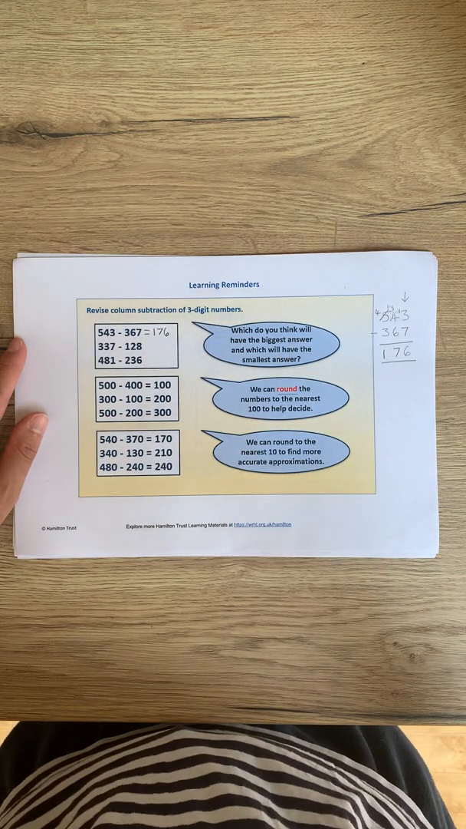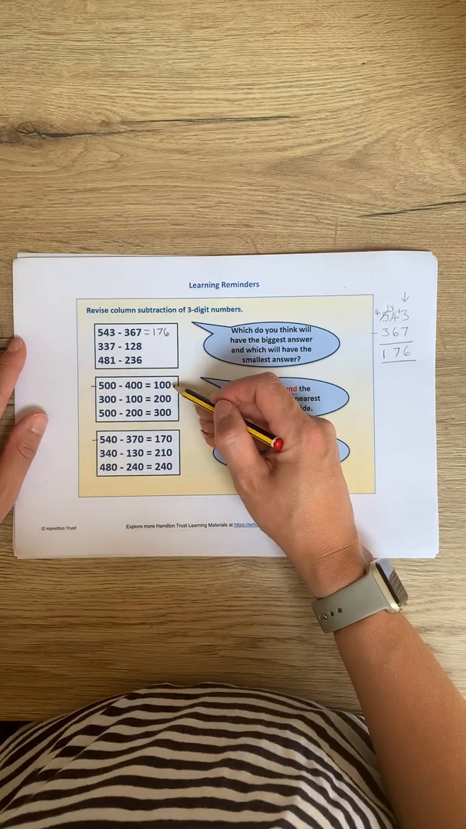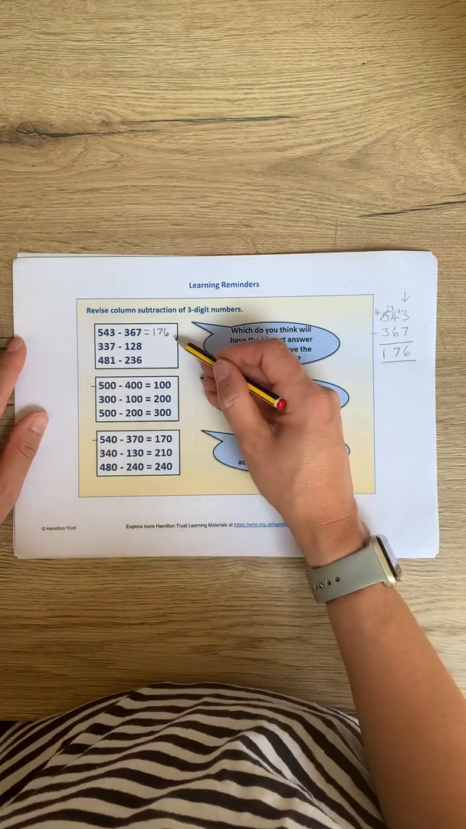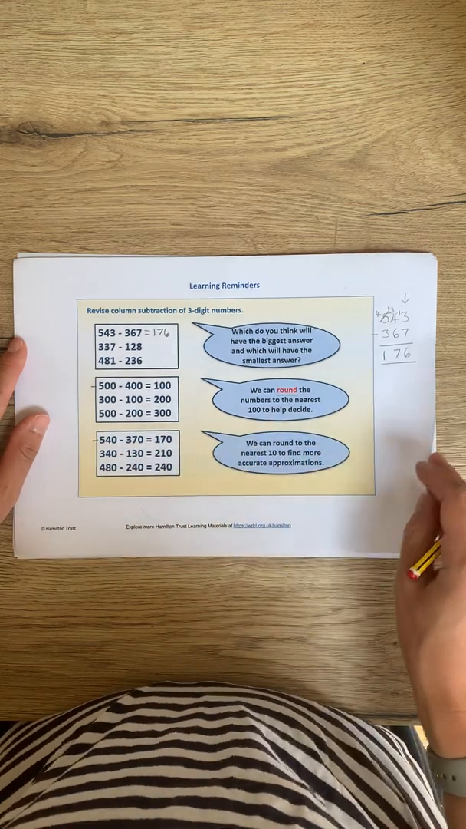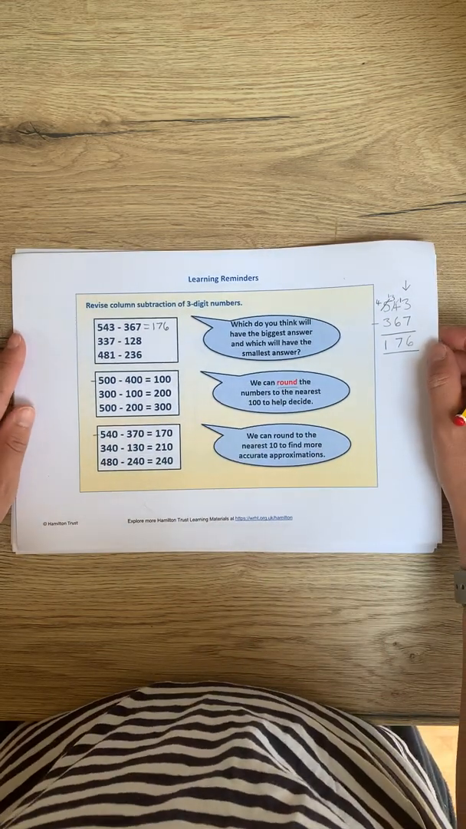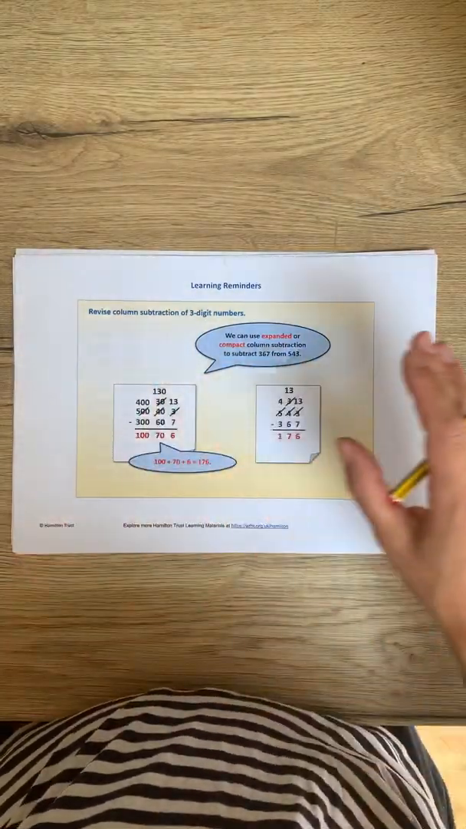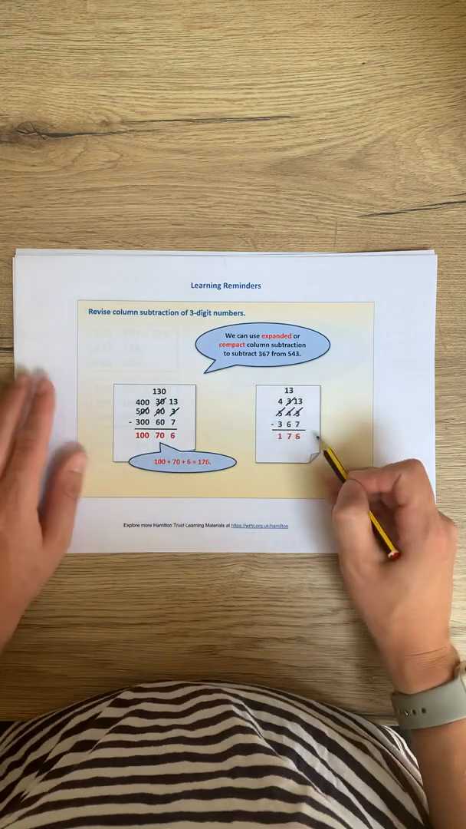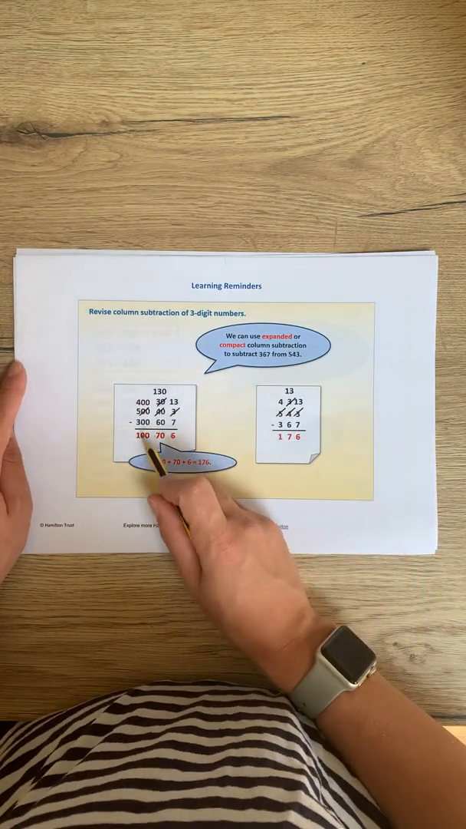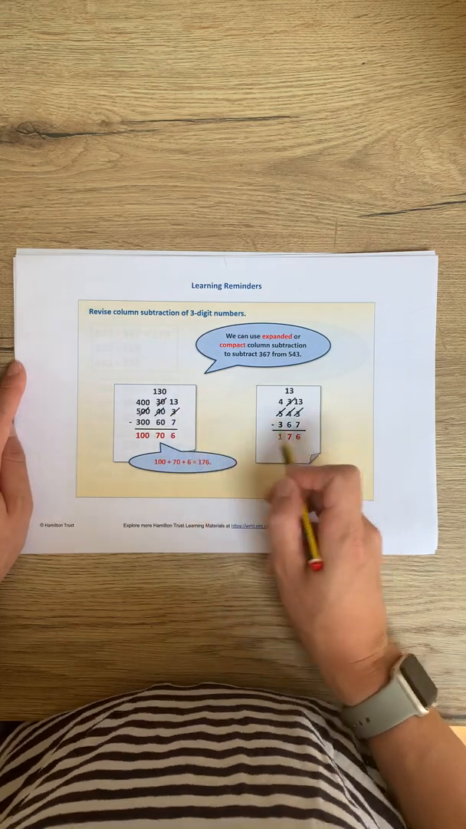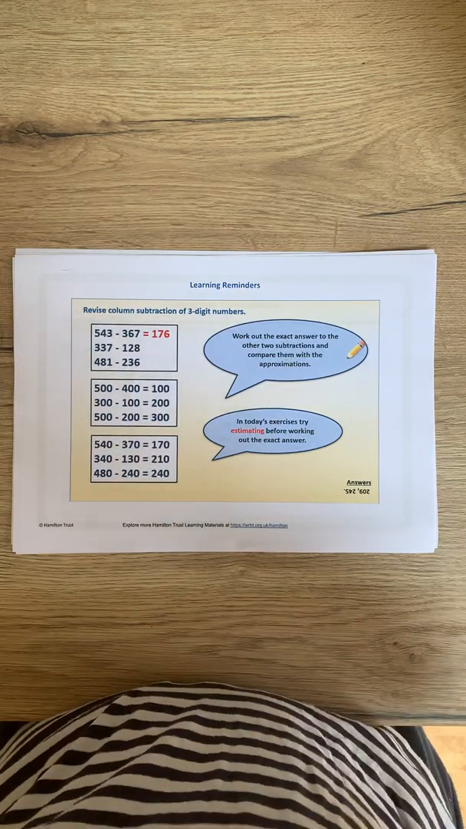Now you can see here, when we look at our estimates for this one, that the 100 estimate is quite a way off, isn't it, from 176? This is the more accurate one, 170. So just bear that in mind when you are having a go at your approximations in today's lesson. This is showing you the compacted method that I did. This is showing you the expanded version of that same number sentence. So you choose which one you want to do for the majority of the lesson.